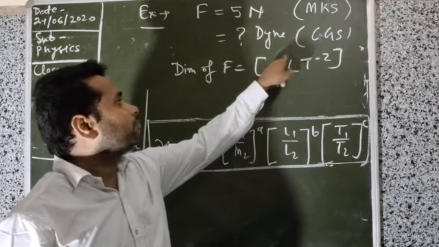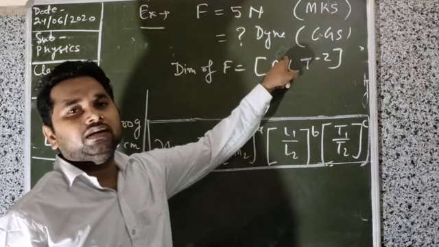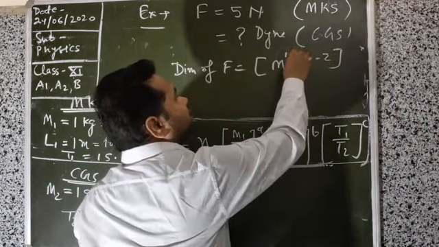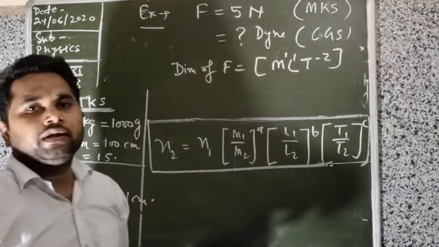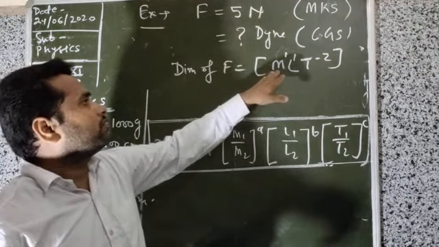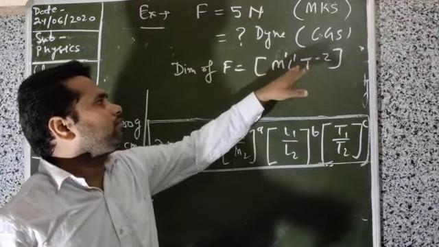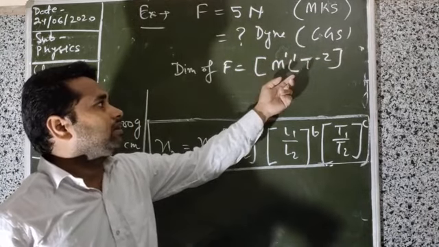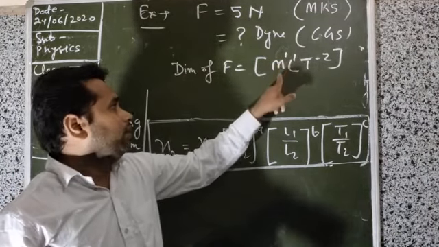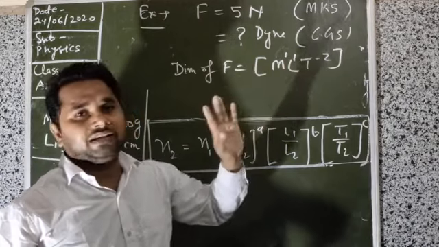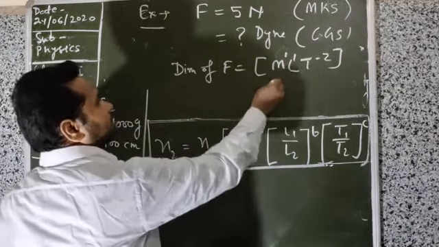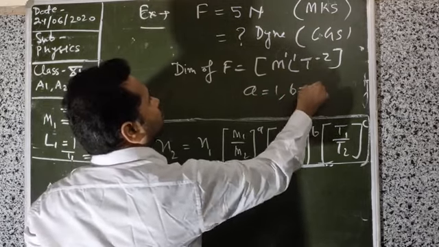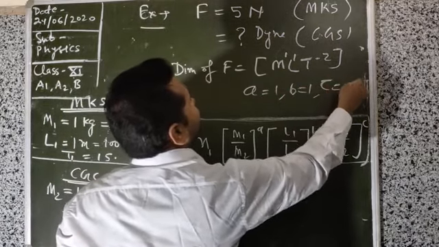Here, the exponent on mass is 1. What is the exponent on length? 1. Okay. Conventionally we have not written 1 here, but it does not mean there is no exponent of mass and length. By default it is 1: M^1 L^1 T^-2. So for this given physical quantity, dimension a equals 1, b equals 1 and c equals -2.